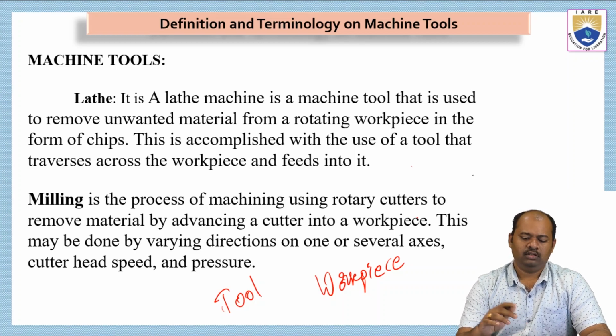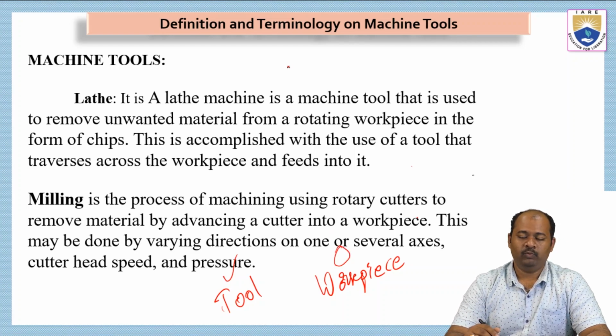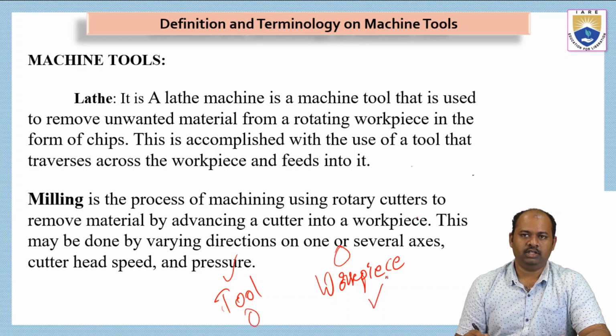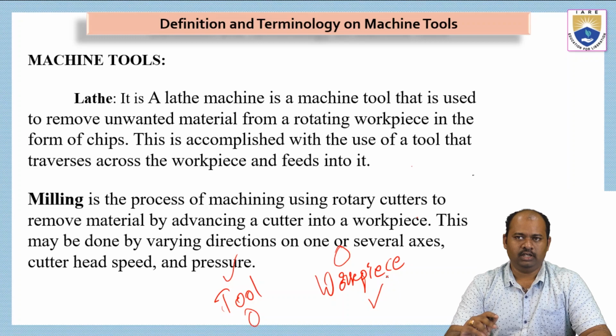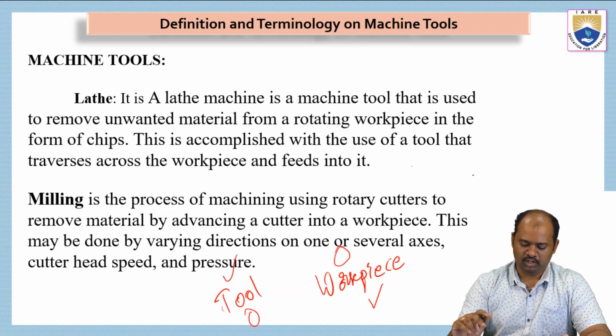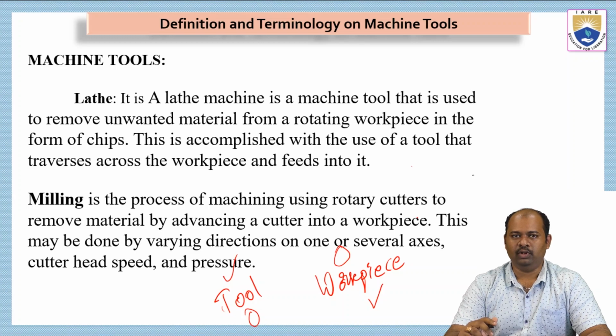In lathe machine, the tool will be stationary and the workpiece will be rotating in circular motion. Whereas in milling machine, the tool will be rotating and the workpiece will be stationary. This is another difference, and this may be done by varying directions on one or several axes. So we can have multiple direction motions that are possible in the case of milling machine.